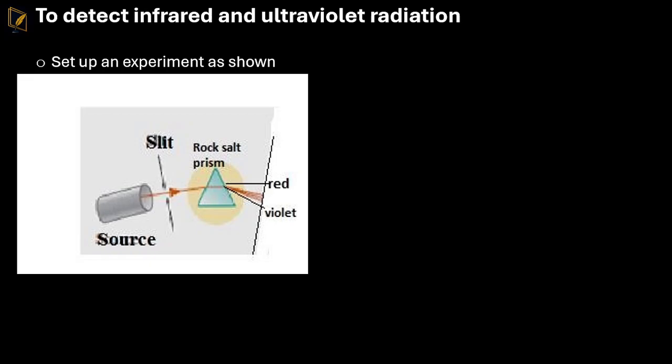Now, to detect infrared and ultraviolet radiations, another experiment. The very first thing is to set up the apparatus as shown, where we have a radioactive source, a prism (a prism is like a glass), and a screen. Though it's not labeled, this is the screen. This is the labeled part of the lights which will be emitted. Let's have a look at the procedures and explanations.